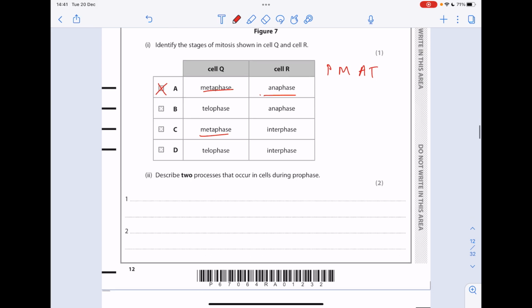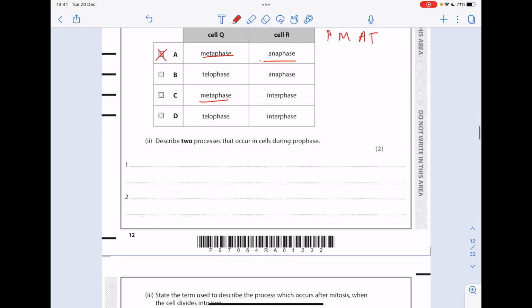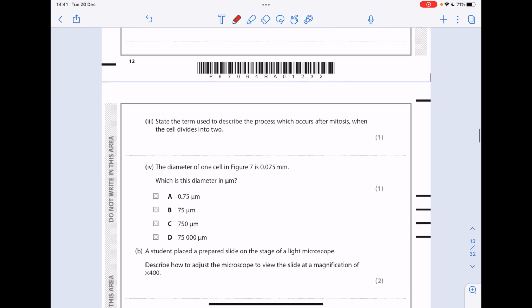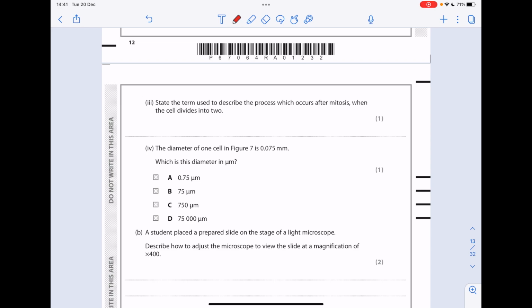Describe 2 processes that occur in cells during prophase. So that's the first stage of mitosis. Well, the chromatids condense, so they become more visible. And the nuclear membrane breaks down. State the term used to describe the process which occurs after mitosis when the cell divides into 2. That is known as cytokinesis.